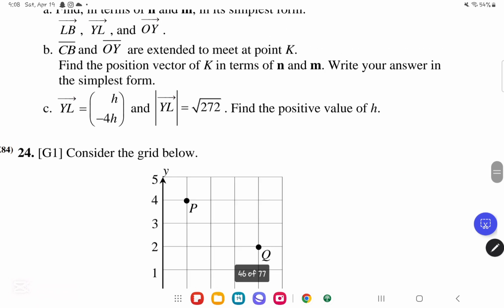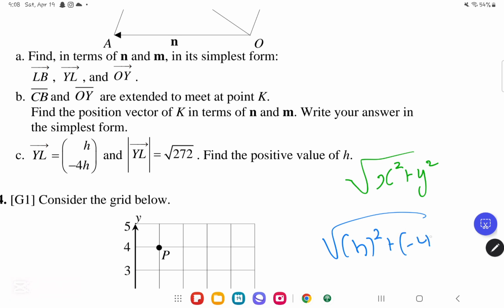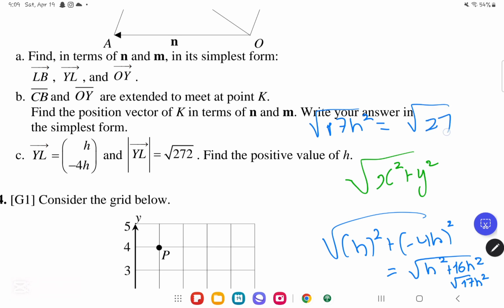YL, they said h minus 4h and absolute value of YL is equal to radical 272. Find the positive value of h. Okay, the absolute value of YL is the magnitude. And to find the magnitude, we know it's going to be radical x squared plus y squared in this sense, okay? So x squared in this sense is h, so it's going to be radical h squared plus minus 4h squared. So it's going to be radical h squared plus 16h squared. So radical 17h squared. Now what? The radical 17h squared is equal to what? Is equal to radical 272.